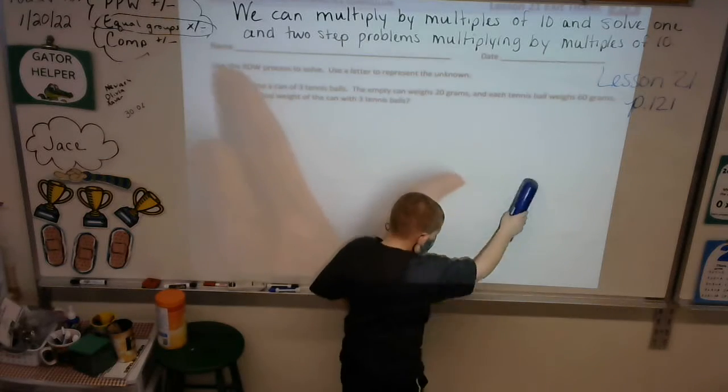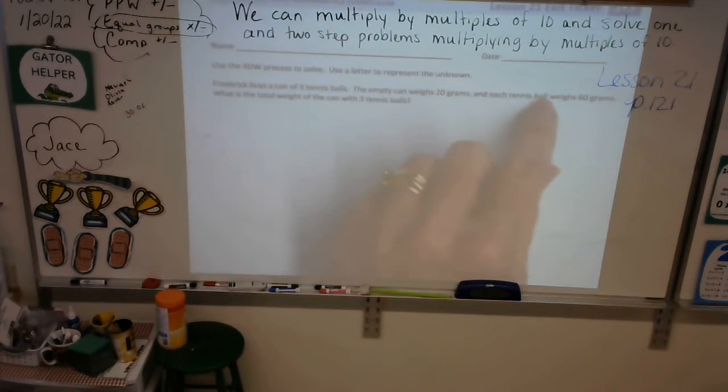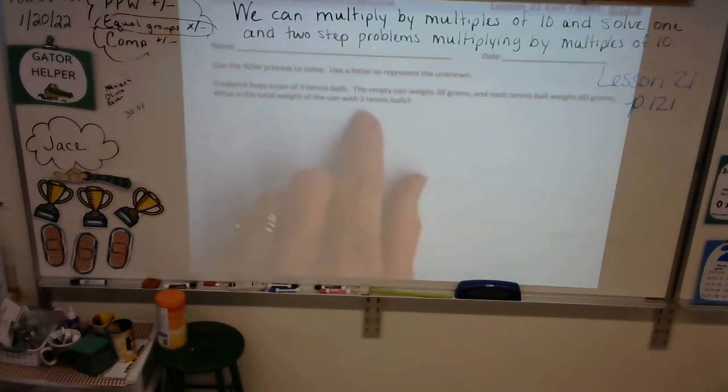All right, it says use the read-draw-write process to solve, use a letter to represent the unknown. Frederick buys a can of 3 tennis balls. Can you picture that? You know what a can of tennis balls looks like? It looks like a Pringles can, doesn't it? They come in a long cylinder. It looks like a Pringles can that's got 3 tennis balls in it. The empty can weighs 20 grams, and each tennis ball weighs 60 grams. What is the total weight of the can with 3 tennis balls?